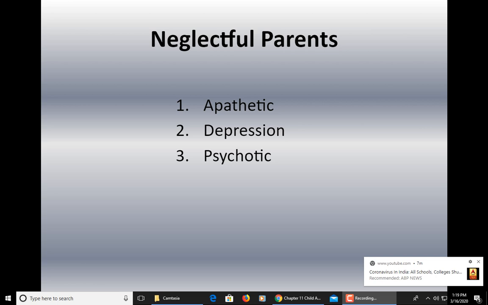Sometimes neglectful parents can be explained by intra-individual perspectives. They just don't care. It's their personality. Some people just don't have that nurturing instinct. Some people might have mental health issues, whether depression, or extreme mental health issues like being psychotic, which can cause a significant amount of harm to the child.